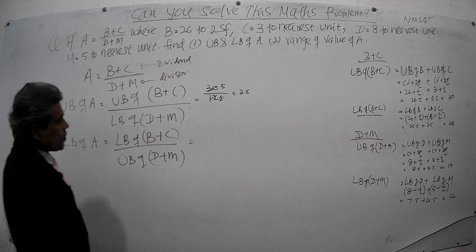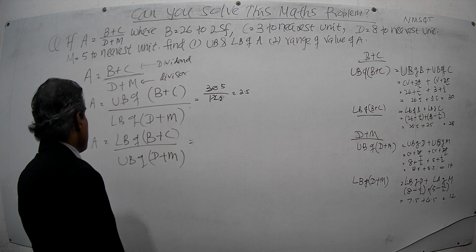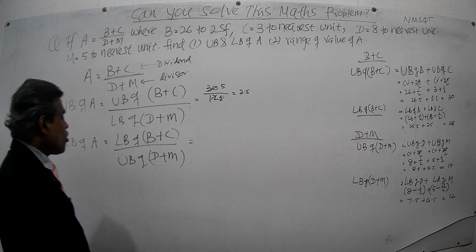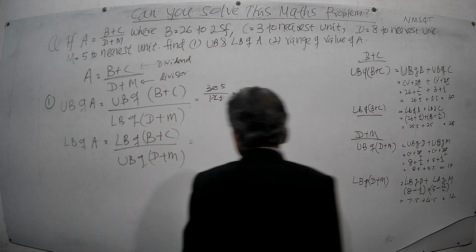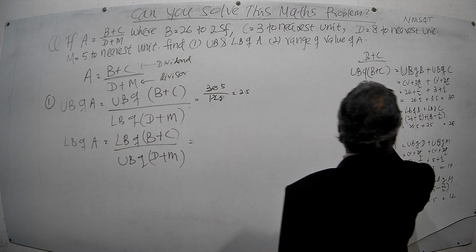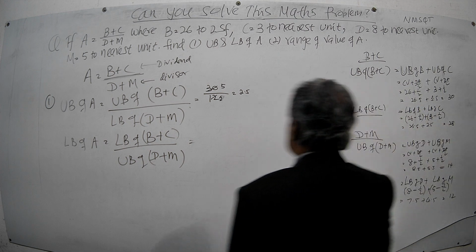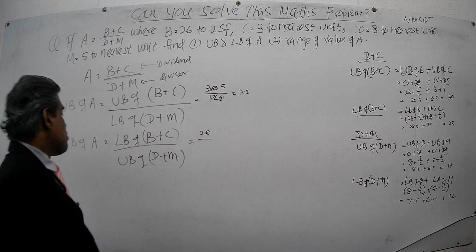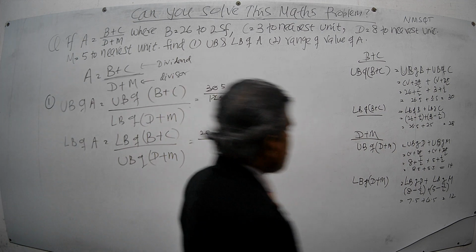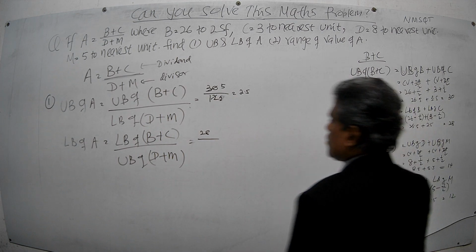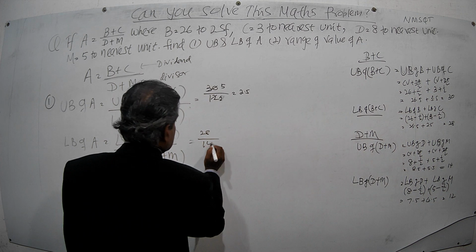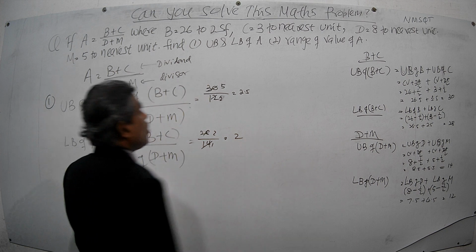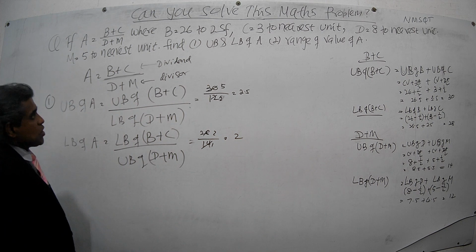Now go to the lower bound of A equals the lower bound of B plus C divided by the upper bound of D plus M. What is the lower bound of B plus C? Lower bound of B plus C is this here, that is 28. Then that is divided by what? The upper bound of D plus M. Upper bound of D plus M is how much? 40. Then this answer is 2. Okay. Now the first part is answered.